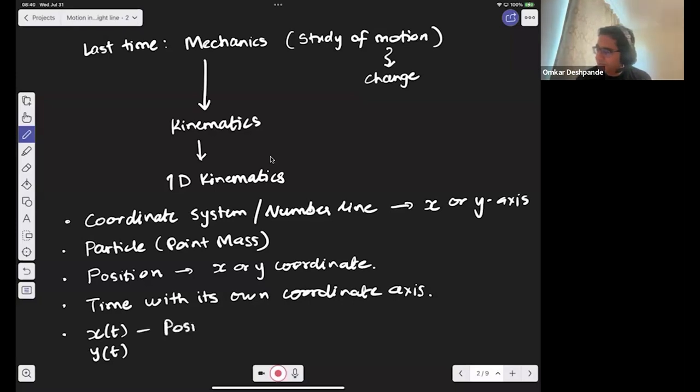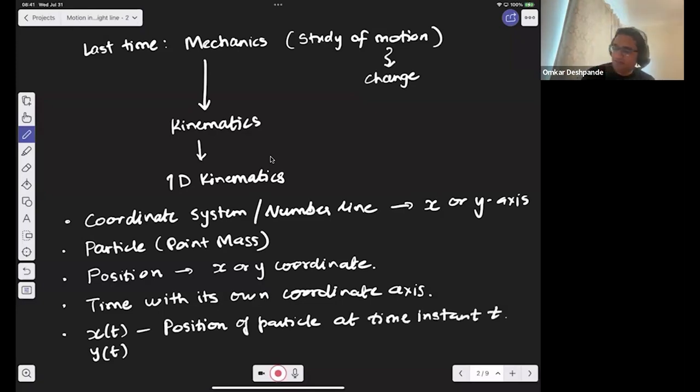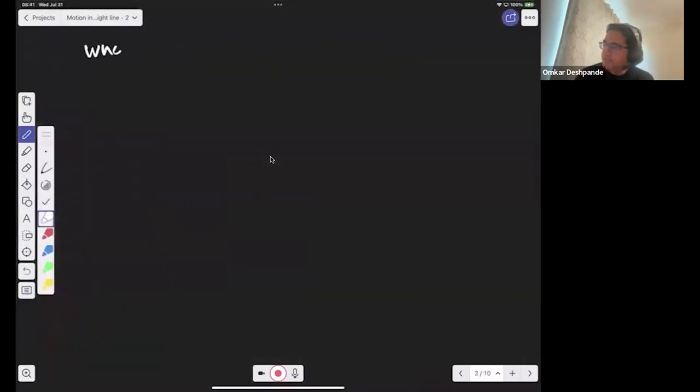So this is a general function. It's the position function, the position of a particle at time instant t. Since the position is not fixed, we make it a function of t. And then when motion happens, there is obviously a time interval over which it happens, and there is a certain change in the position of the object, which we call delta x. It's always the final value minus the initial value.